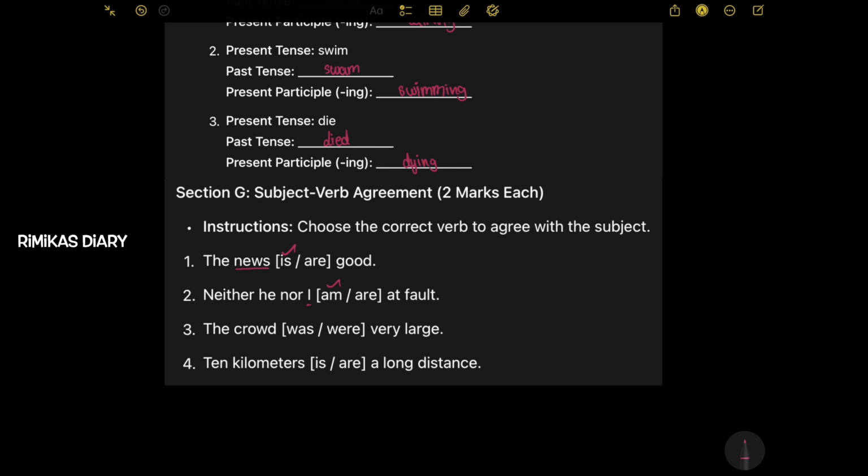The crowd was or were very large. Here, the crowd is considered as one whole, so we should pick was. Ten kilometers is or are a long distance. Ten kilometers is considered as a singular noun, so we should pick a singular verb, which is.